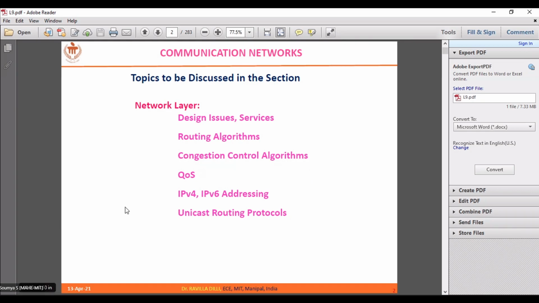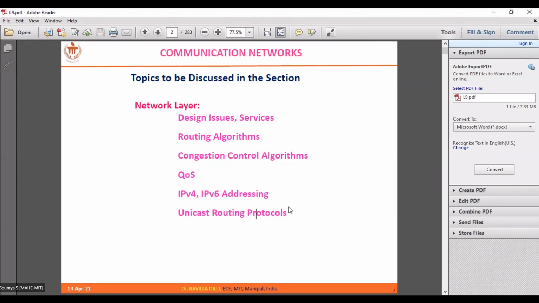And the last one is unicast routing protocols. Unicast is nothing but one-to-one routing. You have got BGP, you have got OSPF and all these other protocols. So these are the topics that we will be discussing in detail under this particular section about the network layer.